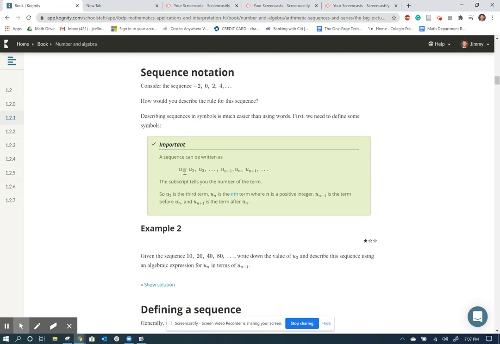For sequences, let's just go over how to say these terms in case you're not familiar. This subscript, we always say it's U sub 1, U sub 2. And that represents the first term of a sequence, or the second term, U sub 1, U sub 2, U sub 3, all the way up until U sub n minus 1, U sub n plus 1.